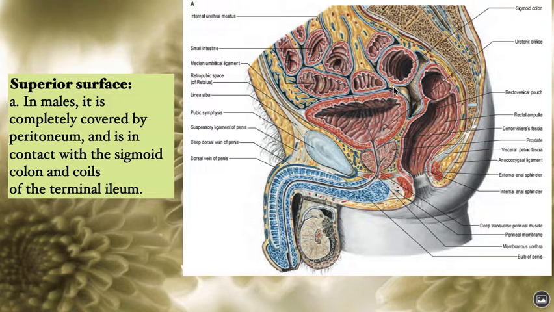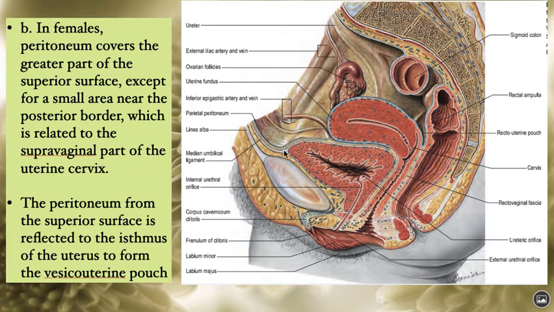Now, the superior surface in males is completely covered by peritoneum, as you can see over here, and is in contact with the sigmoid colon and the coils of the terminal ileum. In the female, the peritoneum is covering the greater part of the superior surface except for a small area near the posterior border which is related to the supravaginal part of the uterine cervix.